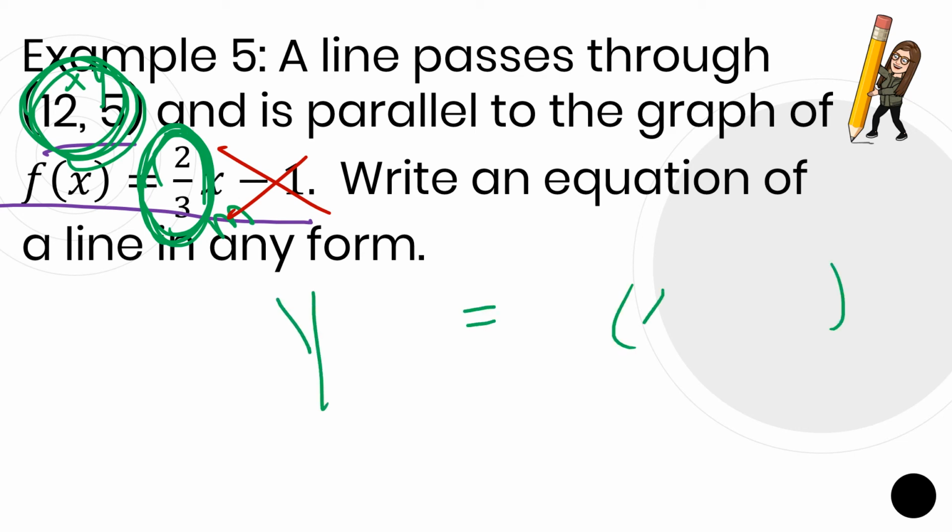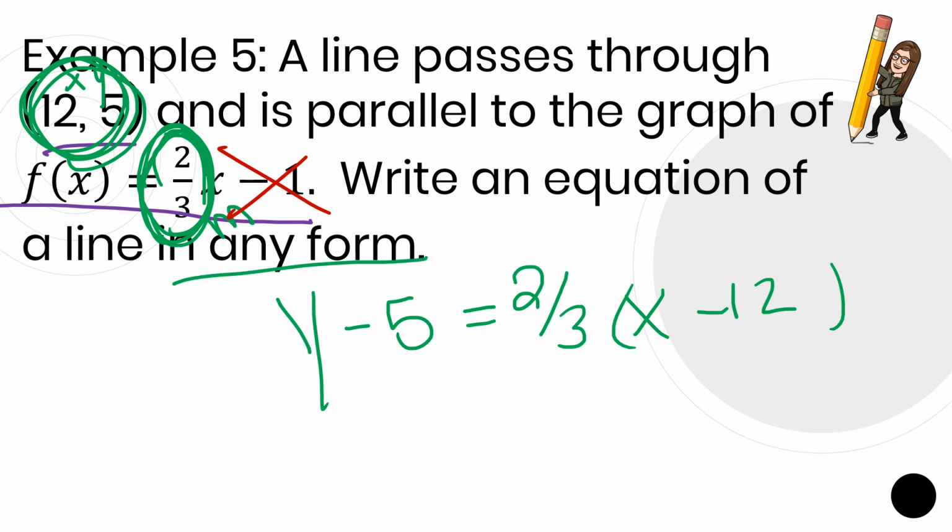We've been doing this for a couple weeks now. My y value is 5, my x value is 12. I want the slope 2/3. That's it. It's all you need to do. And since I said any form, you can be done.